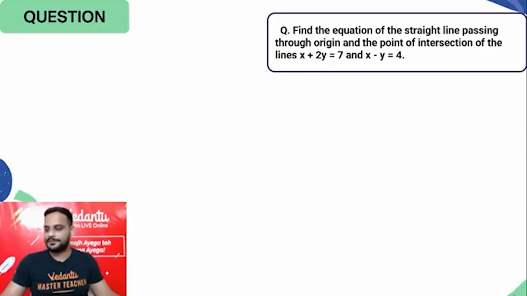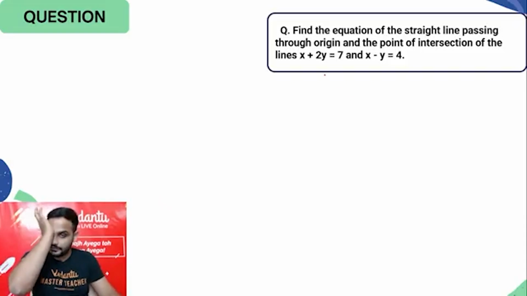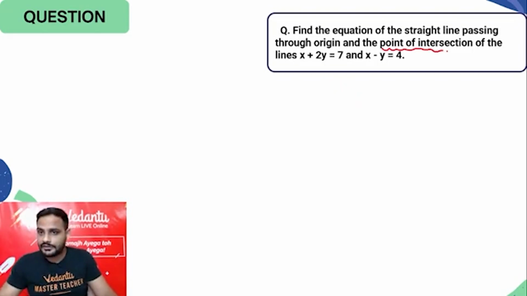Alright, next question. Find the equation of the straight line passing through the origin and the point of intersection of the lines x plus 2y equal to 7 and x minus y equal to 4. So देखो बेटा, there is a line which is passing through the origin and passing through one more point, which is the intersection point of these two given lines. So first thing, let's find out what that point is. What is the point of intersection of the given two lines? So let's solve these two equations, है ना? Linear equations in two variables.